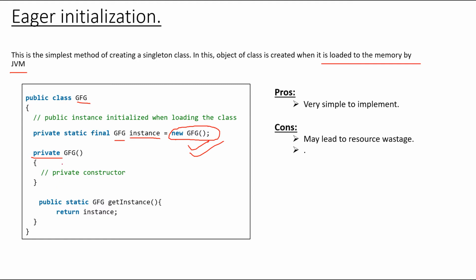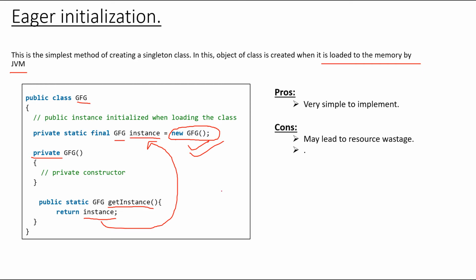The constructor is private because no other class should be able to call this particular constructor to create this class object. If any other class wants to use this particular class, it has to call this getInstance method, and the getInstance method will return this particular instance. So what is this instance? It is nothing but this particular instance which we have created at the time of loading this particular class into the JVM.